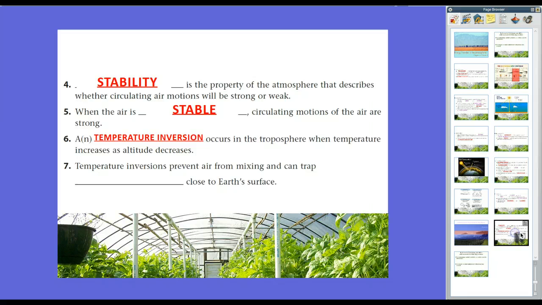So let's go ahead and wrap this up. Temperature inversions sometimes, especially in areas around Los Angeles, California, Mexico City, and places like that, will prevent air from mixing, and so it stays nice and stratified. As a result, it can trap pollution close to the Earth's surface, which can be a health hazard for some people.